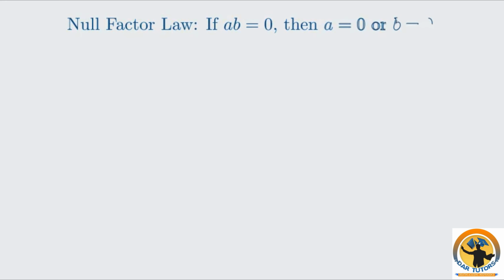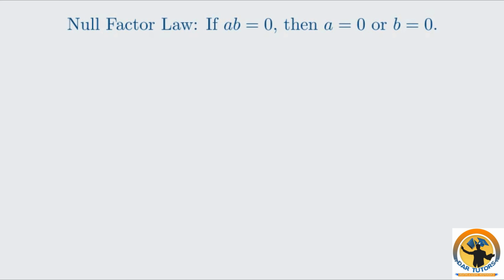There are several methods to solve quadratic equations. We'll start with factorization, which you may have seen before. The key principle here is the null factor law. It states that if the product of two factors, a and b, is 0, then at least one of the factors must be 0. This law is incredibly useful because it allows us to turn a quadratic equation into two simpler linear equations.